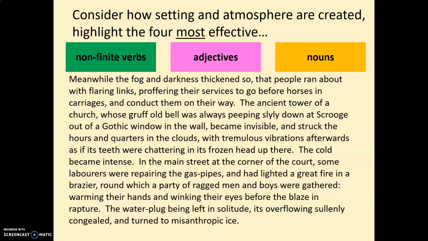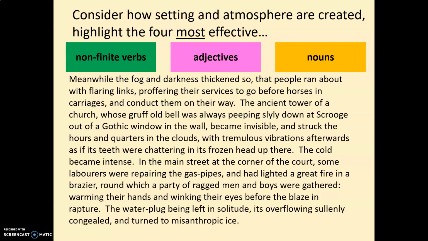The ancient tower of a church, whose gruff old bell was always peeping slyly down at Scrooge out of a Gothic window in the wall, became invisible and struck the hours and quarters in the clouds with tremulous vibrations afterwards, as if its teeth were chattering in its frozen head up there.